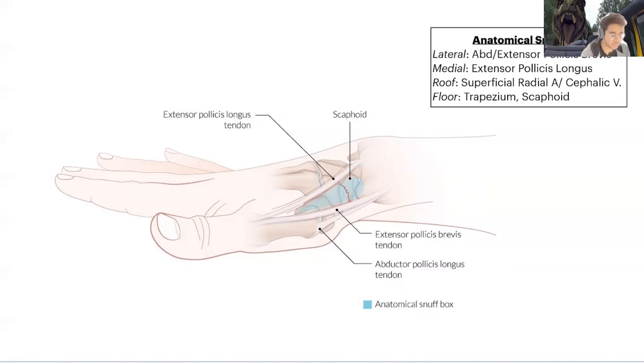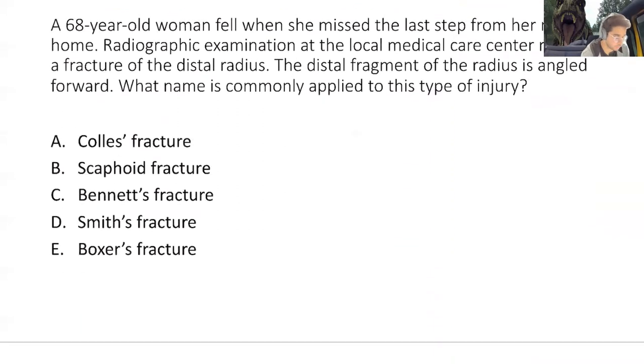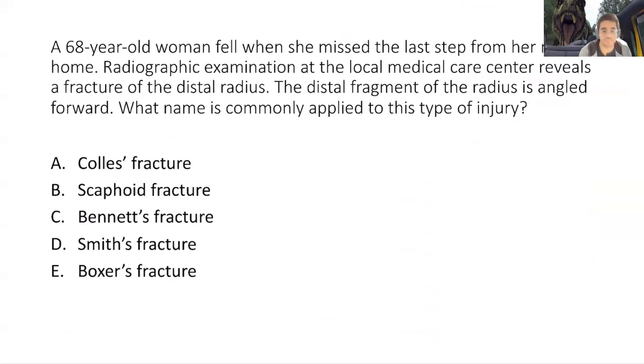I want you guys to memorize this. This is highly tested. Know each of the borders. Know your abductor pollicis longus and extensor pollicis brevis make up the lateral border. Medial is the extensor pollicis longus, and the roof is the superficial radial nerve and the cephalic vein. That's the one that likely gets ruptured. And then the floor is the trapezium and the scaphoid. Okay, very, very much tested. Let's do this one.